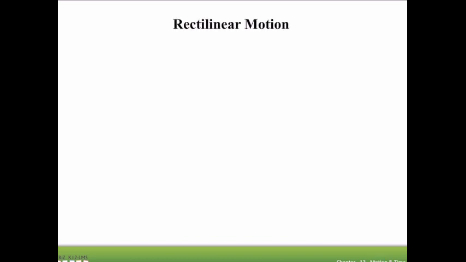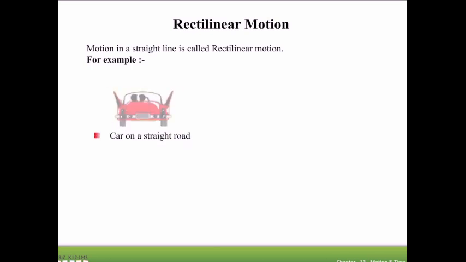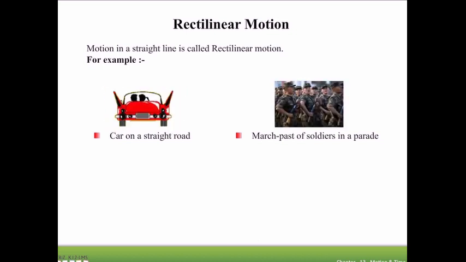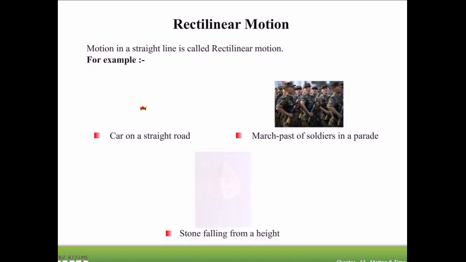Rectilinear motion. Motion in a straight line is called rectilinear motion. For example, a car on a straight road, march past of soldiers in a parade, and a stone falling from a height.